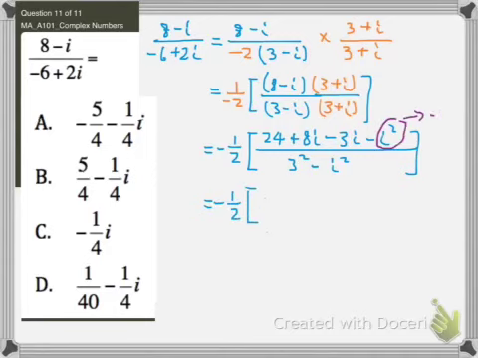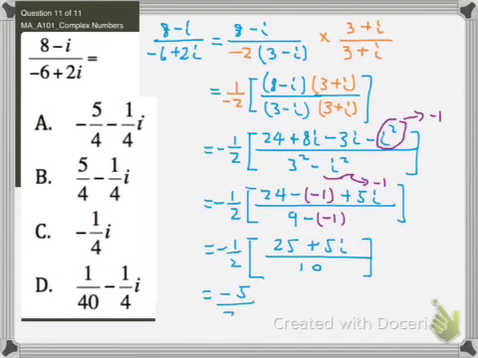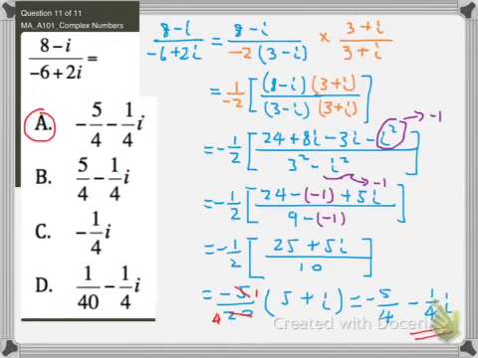Now note that the denominator here will become a positive value because i squared is -1. So we substitute, i squared is equal to -1. So on the bottom we will have 9 minus -1, which is 10. Hence we simplify, and the final answer here is A.